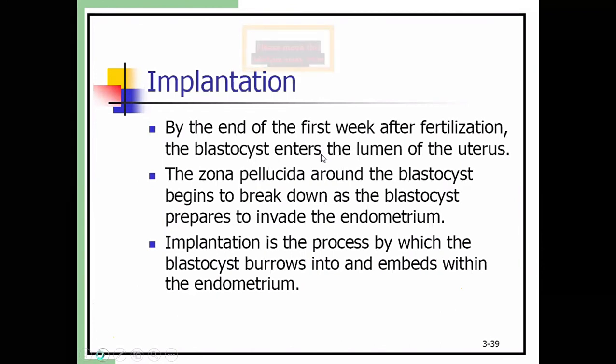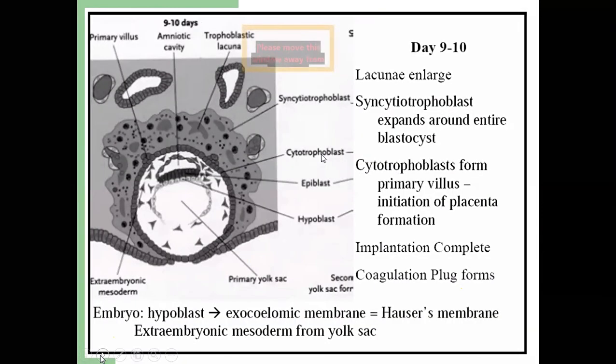Next slide. So the implantation is when the blastocyst enters the lumen of the uterus and implants. And of course, you have now formation of the placenta with the lacunae, which are filled with blood. Okay, I think we will have to stop there. I will take some questions from you.